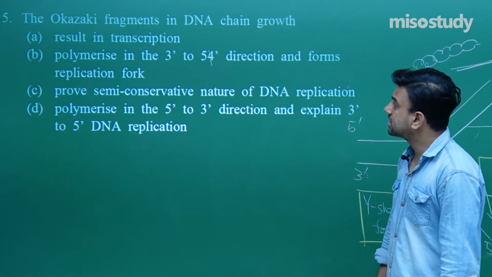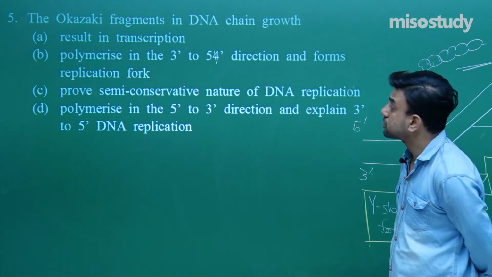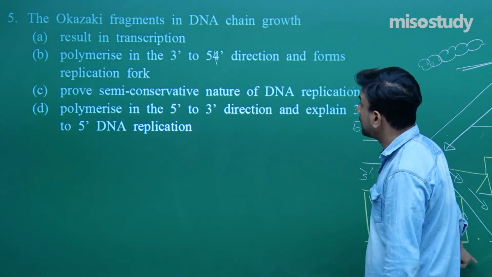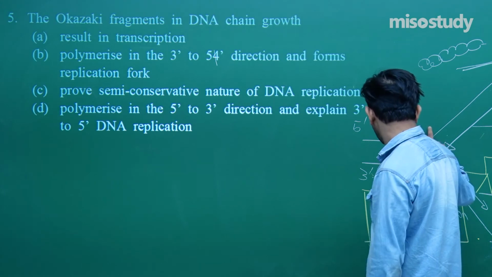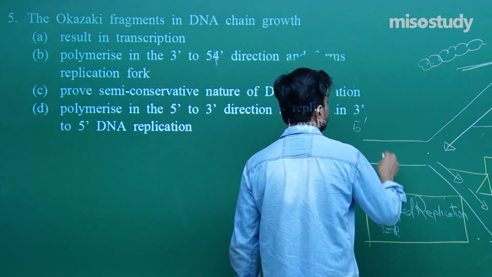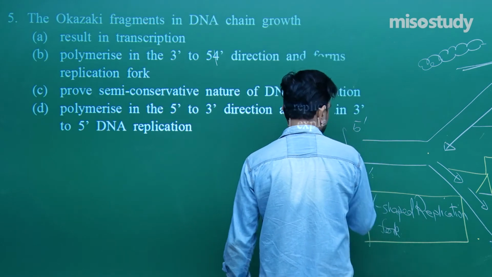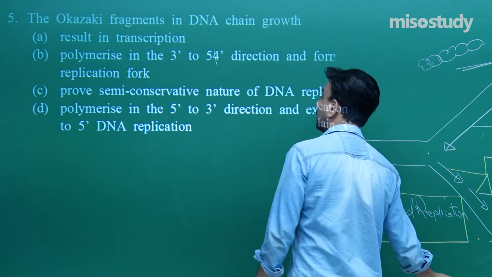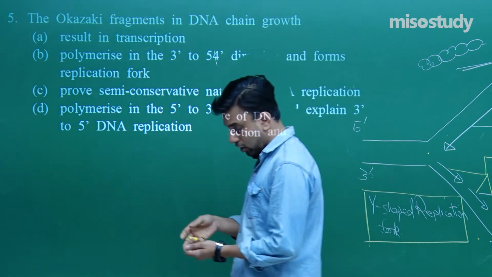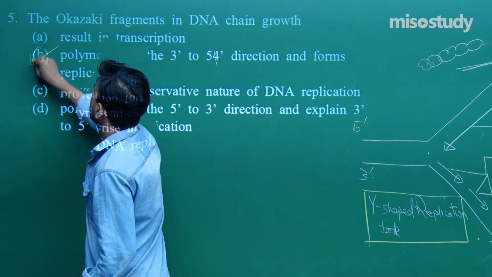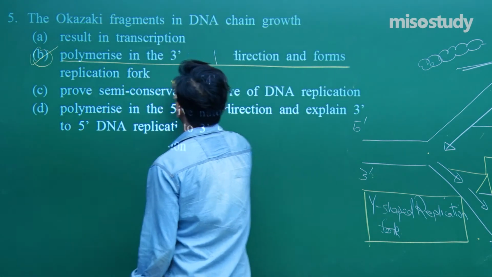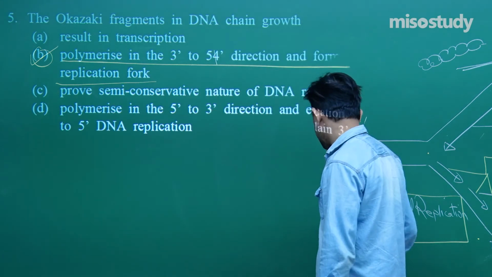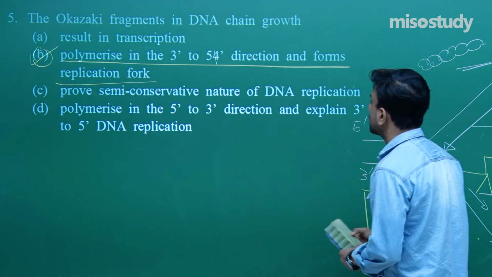Based on this, we will see the different options. The Okazaki fragments in DNA chain growth form the replication fork. This whole thing is the Y-shaped replication fork. So this is the correct option: forms the replication fork. Next, let us move on to the next question.